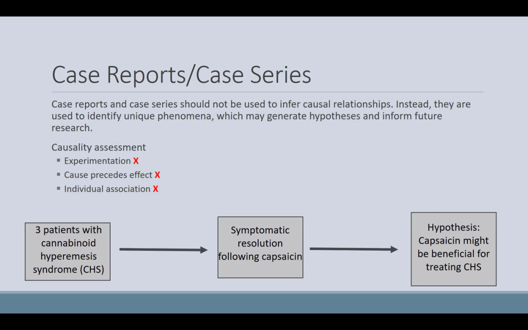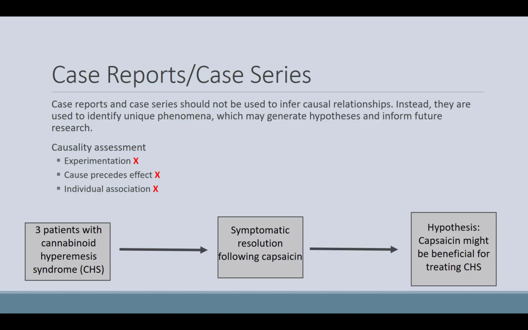Again, thinking through our causality assessment, how we're making these associations and applying them to practice, case reports and case series should never be used to infer causal relationships. Instead, they're used to identify unique phenomena, which may then generate hypotheses, and you might use the findings of the case report to inform further research, which then could determine a causal relationship.